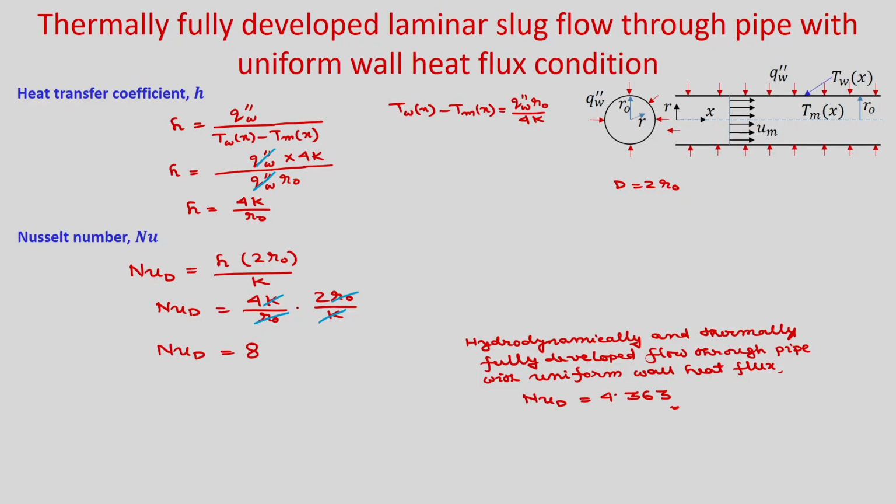So, obviously, you can see that as you have uniform velocity, near the wall you have more velocity, hence you will get more heat transfer, and that you can see in the Nusselt number of 8. And also you notice that your Nusselt number is constant for this fully developed flow.